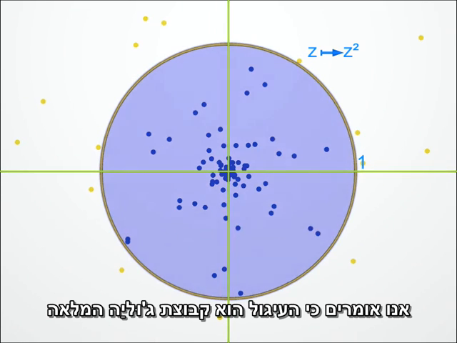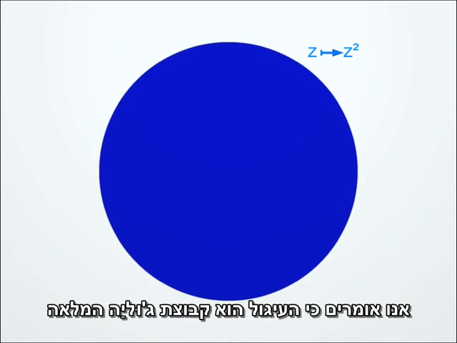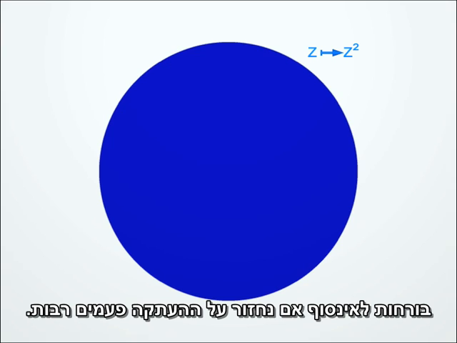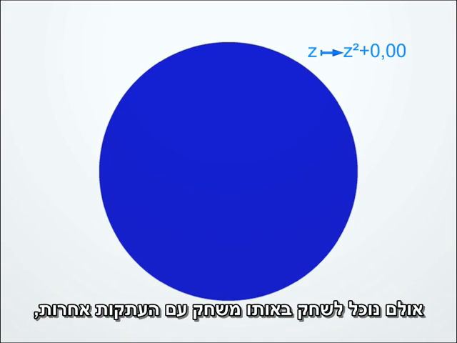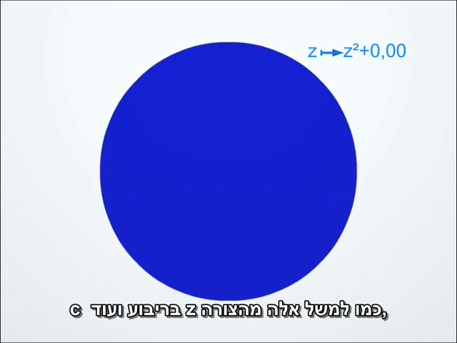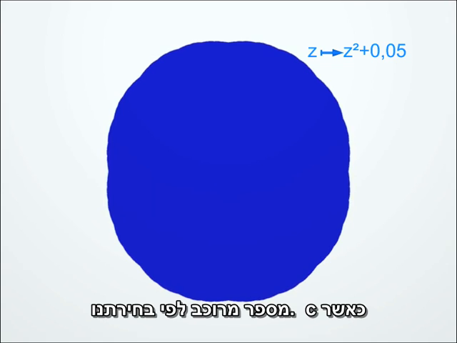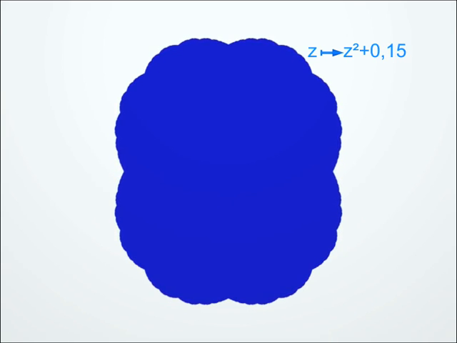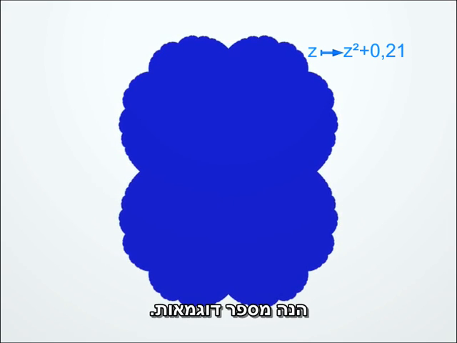One says that the blue disk is the filled-in Julia set of the transformation z squared. Points outside the Julia set escape to infinity when one repeats the transformation indefinitely. But we can play the same game with other transformations, like for instance those of the form z squared plus c, where c is a complex number that we can choose at will. For each complex number c, we therefore have a Julia set whose shape changes when c changes. You can see a few examples here.